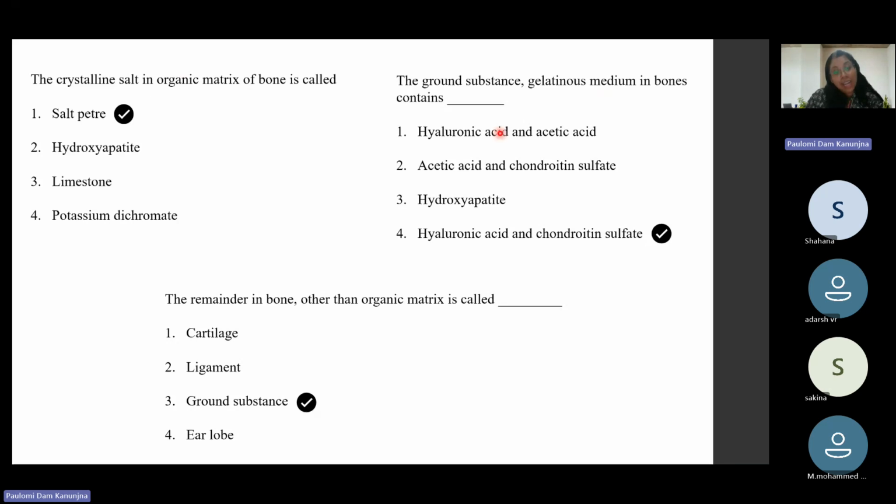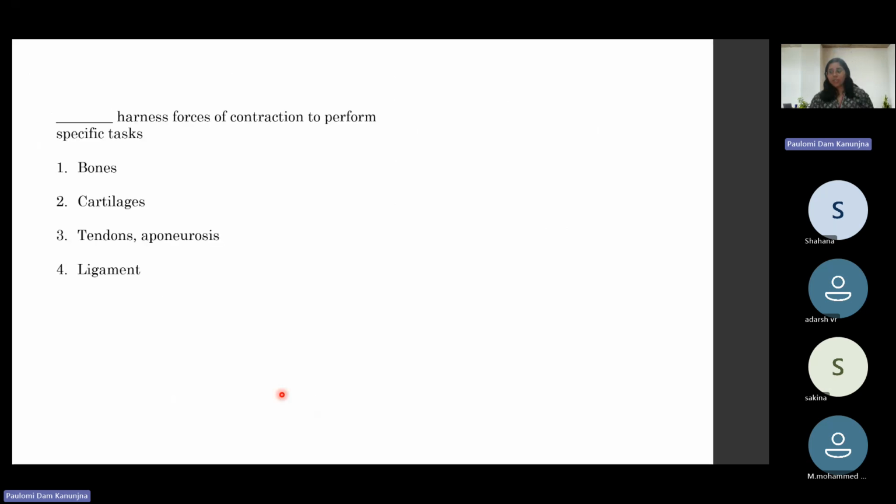The ground substance, other than the matrix, is the gelatinous medium, and it contains hyaluronic acid and chondroitin sulfate. And the third one says, the ground substance and organic matrix make up the bone. So basically, these two were giving you the answer. What am I trying to get at? Right? Okay. Don't get overwhelmed. We have more questions. Take your time, focus, and try to understand.